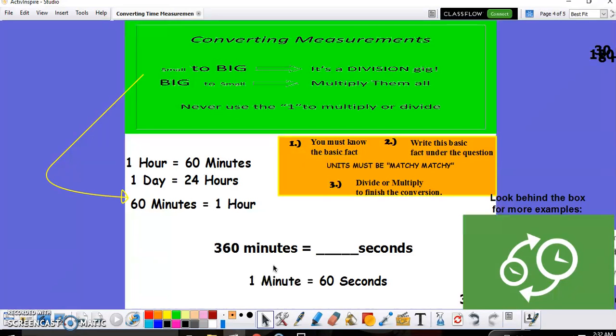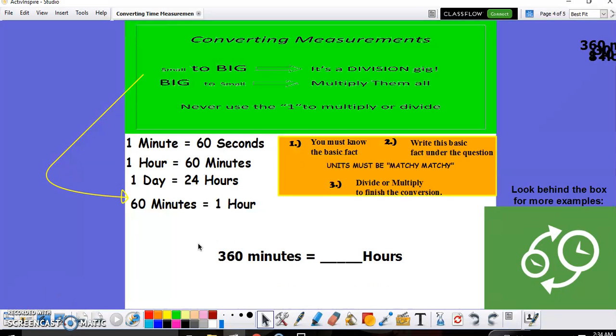Do I multiply them all? Or is it small to big, a division gig? Try this one out on your own. In case you didn't see it, minutes to seconds are going big to small. So you multiply them all. 360 times 60 gets you 21,600 seconds.